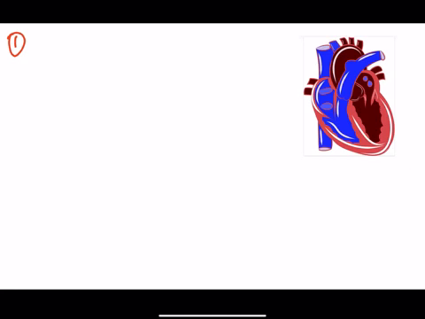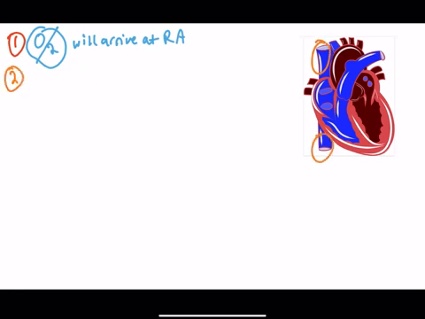So step one was deoxygenated blood, right? I'm just going to represent that with the O2 with the cross. It will arrive at the right atrium via what? Via the superior vena cava and inferior vena cava. All right, step two is that deoxygenated blood will get pumped from the right atrium and into the right ventricle via what? The tricuspid valve, which is right here.